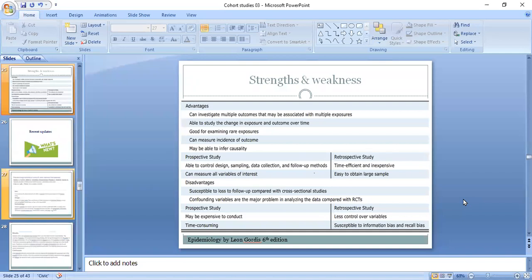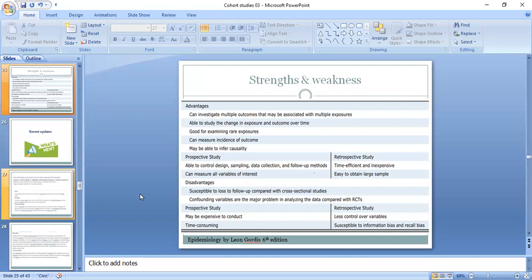Know the strengths and the weaknesses of the cohort study. The advantage is that it can investigate multiple outcomes that may be associated with multiple exposures, and it is able to study the change in exposure and outcome over time. It is good for examining rare exposures and can measure incidence of outcome and may be able to infer causality. The prospective study is able to control design, sampling, data collection, and follow-up methods and can measure all variables of control, while the retrospective study is time efficient and inexpensive and easy to obtain large samples.